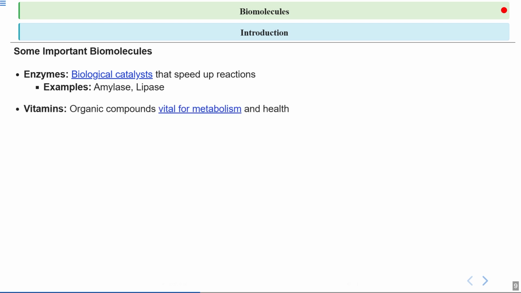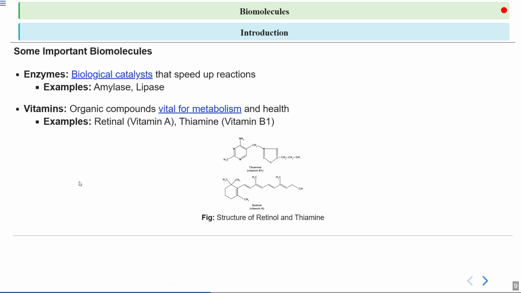Moving on to vitamins. Vitamins are organic compounds that are vital for metabolism and maintaining good health. Some examples of vitamins include retinol, which is vitamin A, and thiamine, which is vitamin B1. So if you see, this is the structure of retinol, and you can see thiamine. This is how it looks.